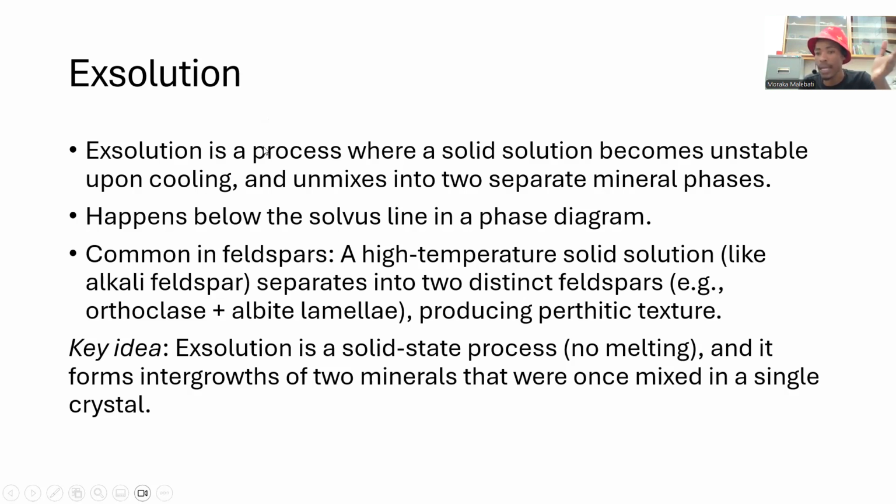And depending on which side your bulk composition started, if it started on the side of the orthoclase, it means orthoclase will be the host, and albite will be the lamellae. If you started on the albite side, albite will be the host, and orthoclase will be the lamellae. This is what we call perthitic or antiperthitic.